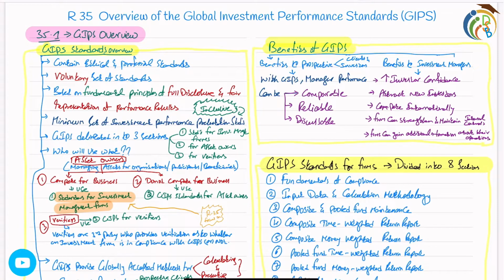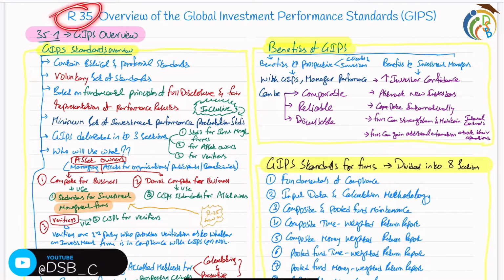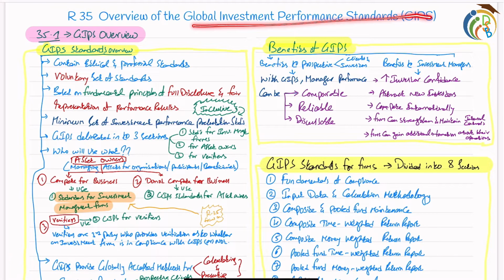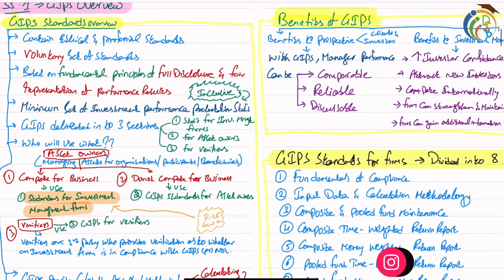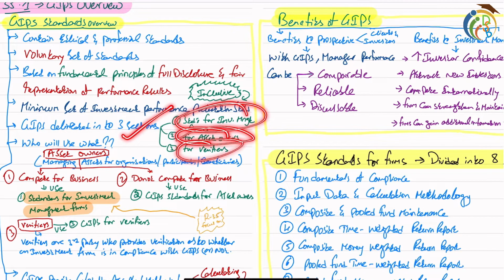Let's have a quick chapter view of reading number 35. This pertains to the GIPS. The first session will be the GIPS overview, wherein we'll discuss the basic points about the GIPS, like whether it is a mandatory or voluntary set of standards, what the fundamental principles behind it are, how many sections it is divided into, and to whom each section will be applicable.